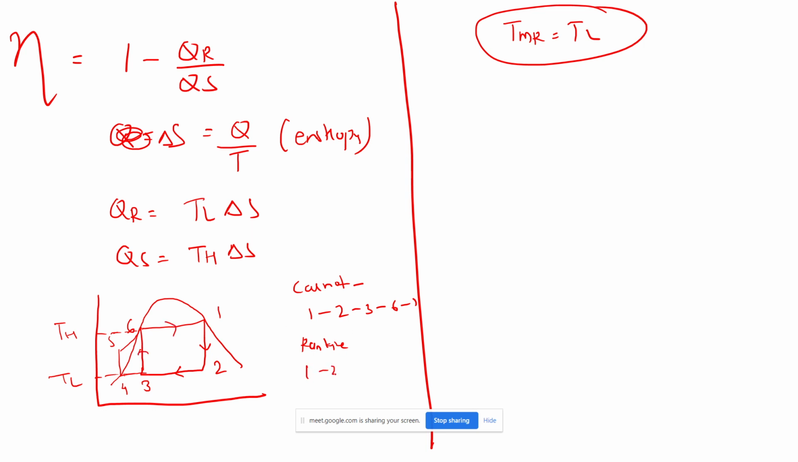The Rankine cycle is 1 2 4 5 6 1. Yes, this is our Rankine cycle. So the mean temperature of heat rejection is the same for both Carnot and Rankine cycle, but the mean temperature of heat addition is different for both the cycles.